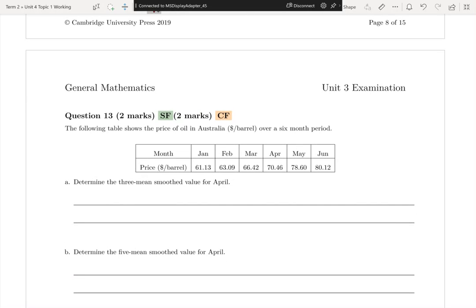Okay, we're seeing our first complex familiar problem here. So we should be expecting that there's going to be a little bit of messing around in question 13. The following table shows the price of oil in Australia, dollars a barrel over a 6-month period, and we're looking for the 3 mean smooth value. What type of problem is that? It's not a sequences problem. Sorry? Seasonality. It's in that same topic as the seasonal indexes one. It's a time series problem.